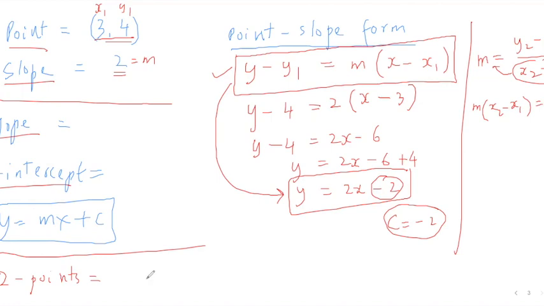So if you're given 2 points, you can use the slope formula. M is equal to y2 minus y1 by x2 minus x1. So you got the slope now, and use any one of these 2 points and put it in this point slope form. Okay. We'll do an example. We'll do examples for these.